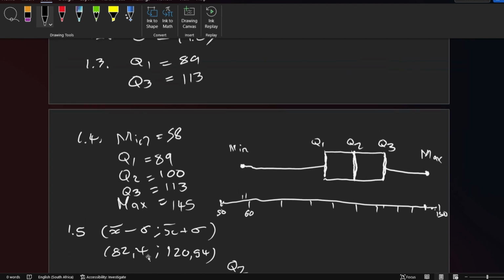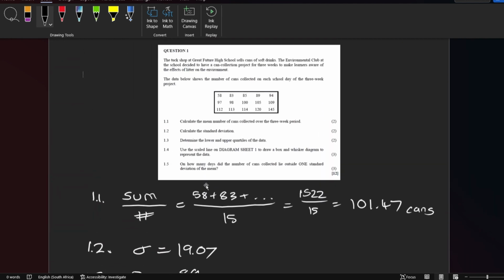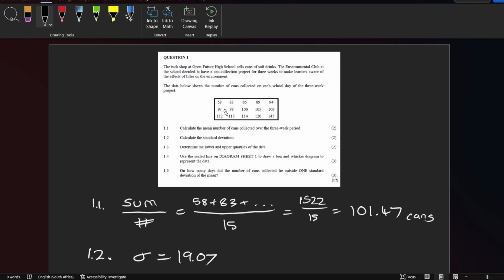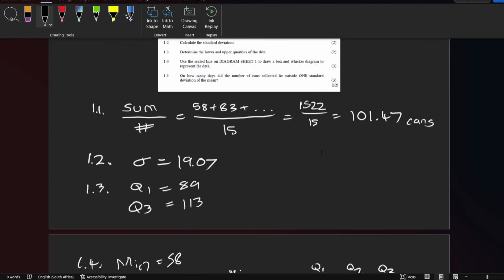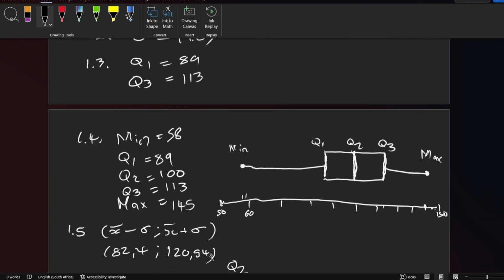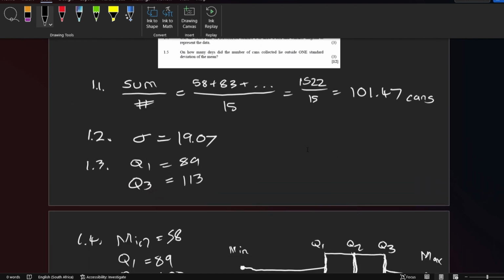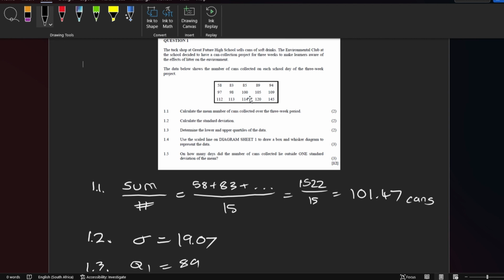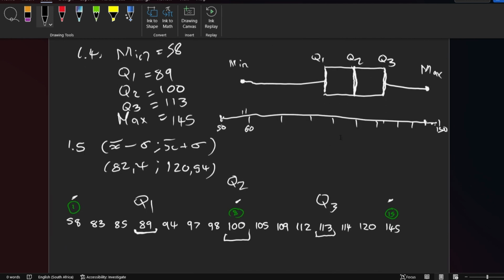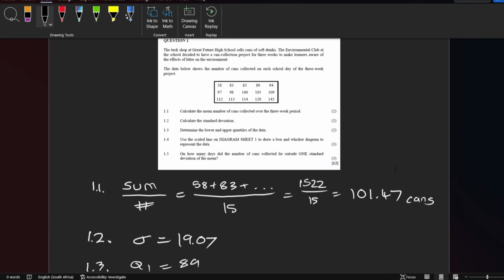So looking at our data values, the lower end is 82.4. There's only one value, 58, that falls outside that lower range. And then 145, we see that it is greater than the high end of our interval. So 120 is what's in the interval. So it's only these two values that lie outside the first standard deviation interval. Therefore, we can say that on 2 days, because it's two values that lie outside one standard deviation of the mean.